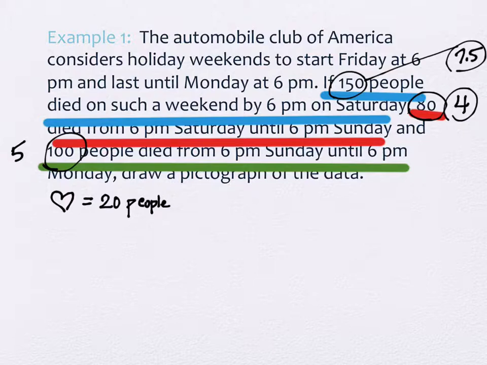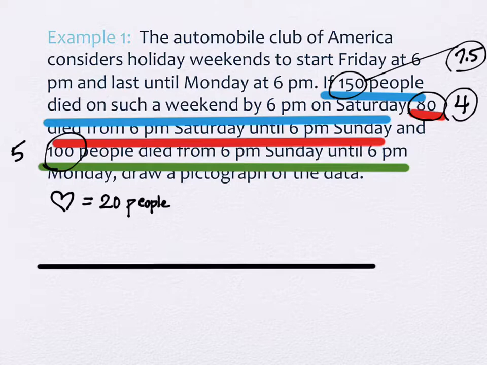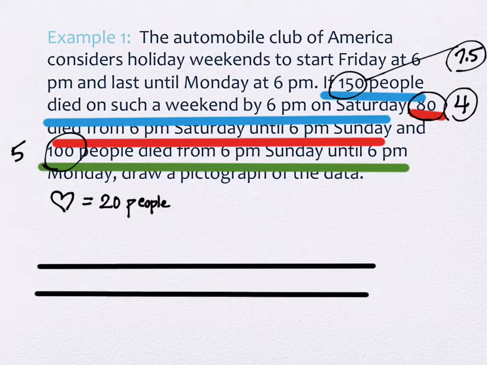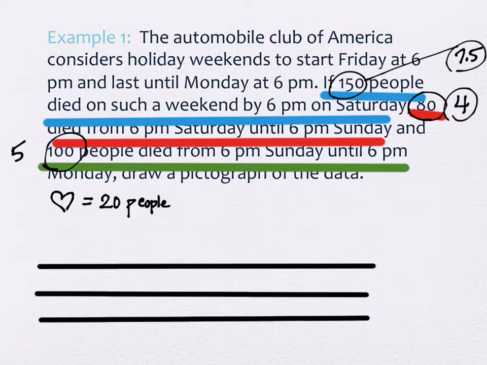So here's the way a pictograph would look. We're going to draw 3 horizontal lines. Yours will probably look more horizontal than mine. That's not too bad, actually. And I'm going to write on them what the days are that we're talking about. So this one is Friday to Saturday. This is Saturday to Sunday. And Sunday to Monday.